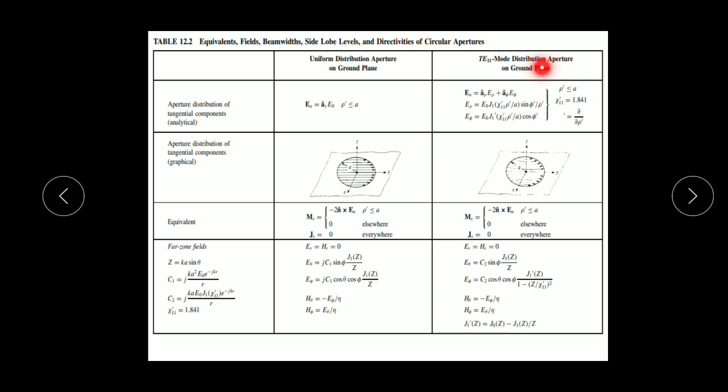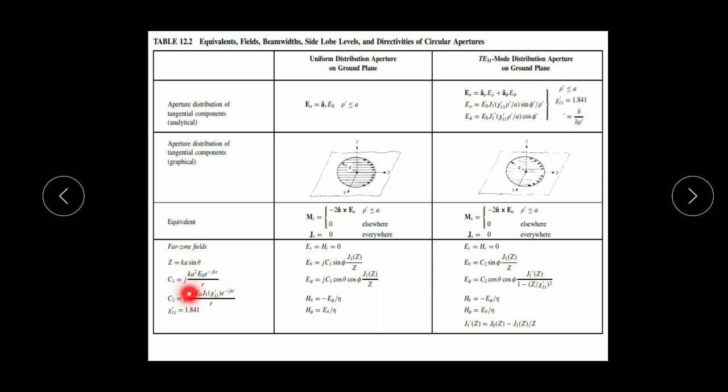Basically, in a circular aperture the TE11 mode exists, not TE10, but in the case of the rectangular aperture the TE10 mode exists. So a circular aperture always represents TE11 modes. In the case of the TE mode, the electric field is not constant; it varies in the direction of rho and phi in the form of sinusoidal variations. So this is the field in the far field zone.